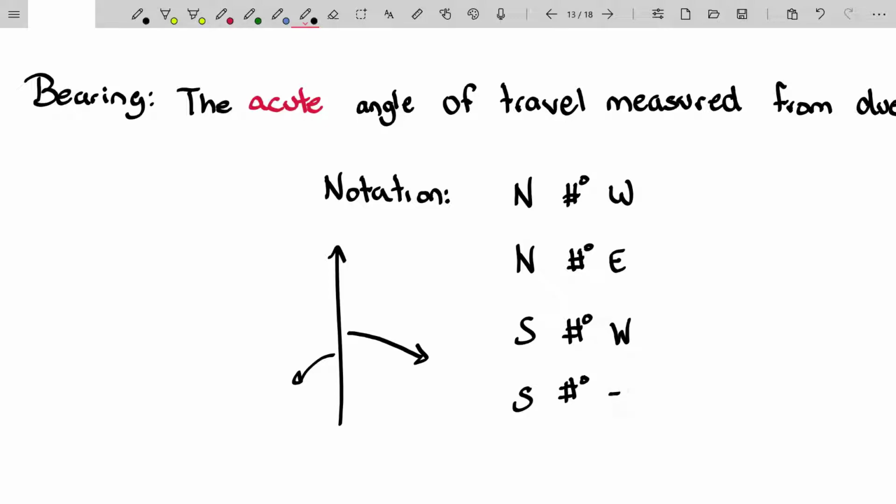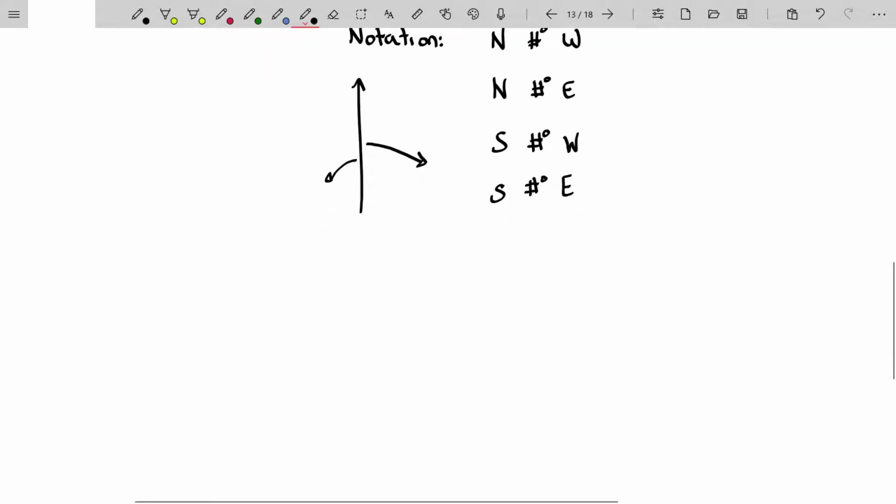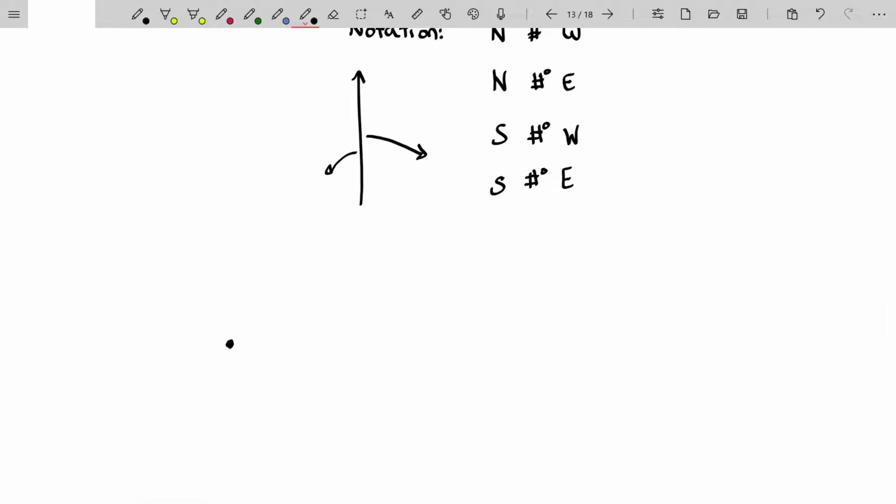So this is probably the best I could do with a definition. So let's go ahead and see how this works. This works much better with just an example like this.